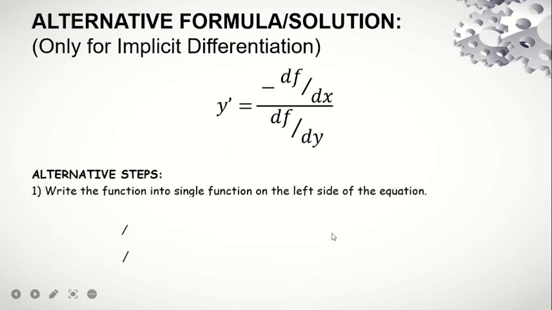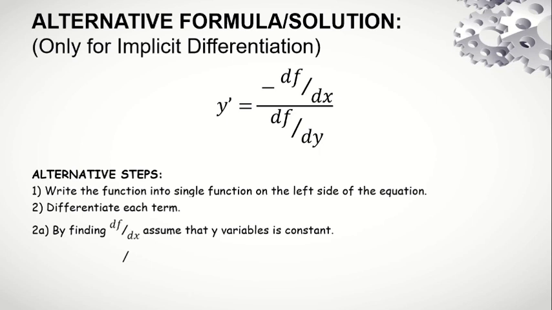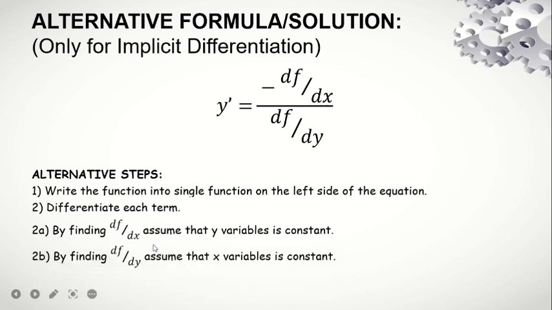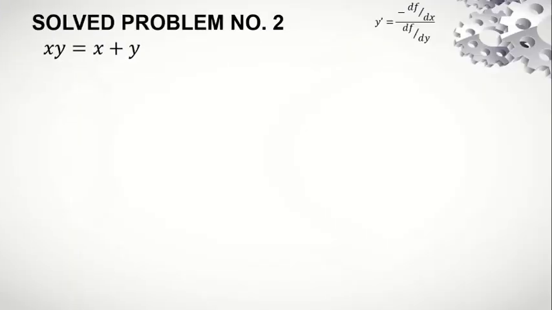So, number 1, write a function into a single function on the left side of the equation. Next, differentiate each term. By finding the derivative function in terms of x, assume that y is a constant. Otherwise, by finding the derivative function in terms of y, assume that x is constant. Then, 3, solve for the derivative. Simplify if possible, of course. So, problem number 2. That's all.